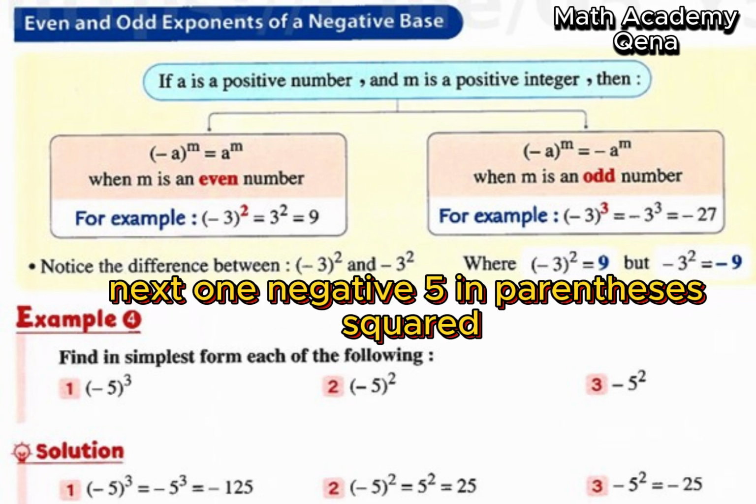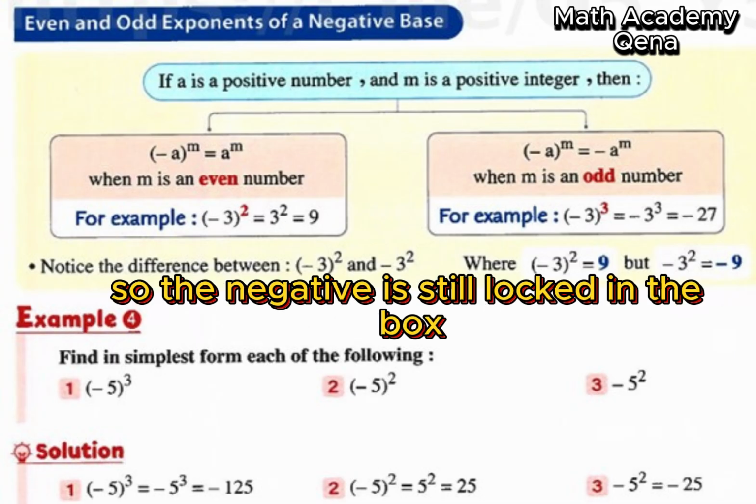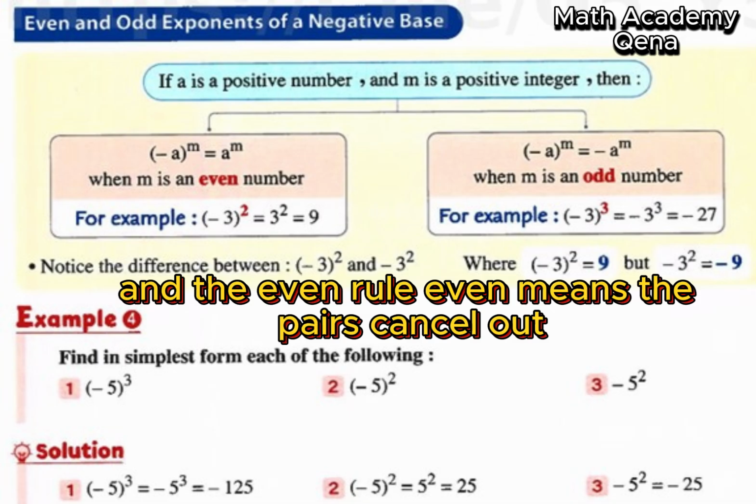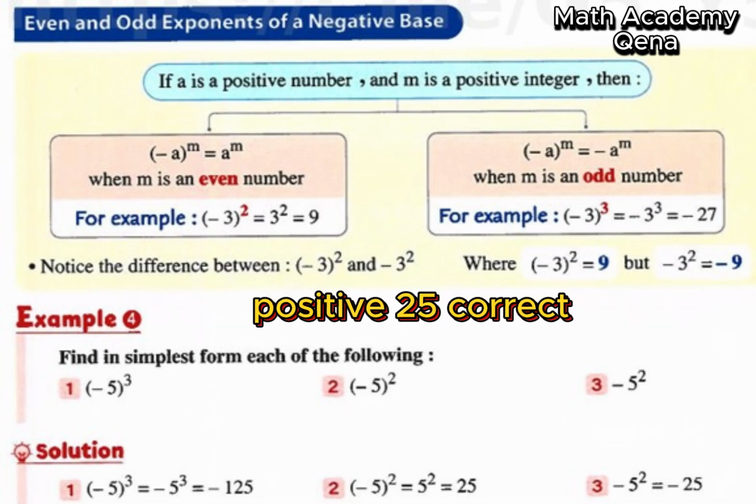Okay, next one. (-5) squared. Parentheses are still there. So the negative is still locked in the box. But the exponent is 2. Even. And the even rule: even means the pairs cancel out. -5 times -5, +25.